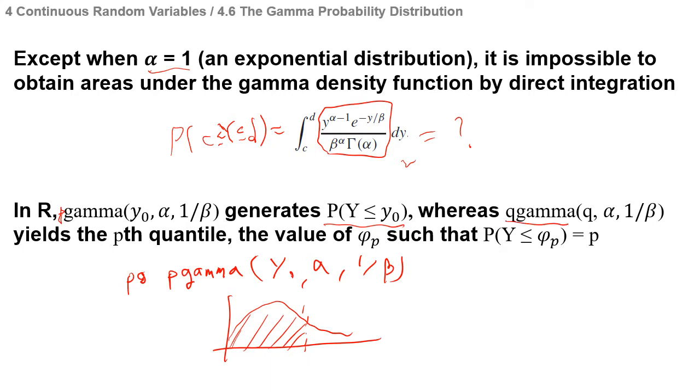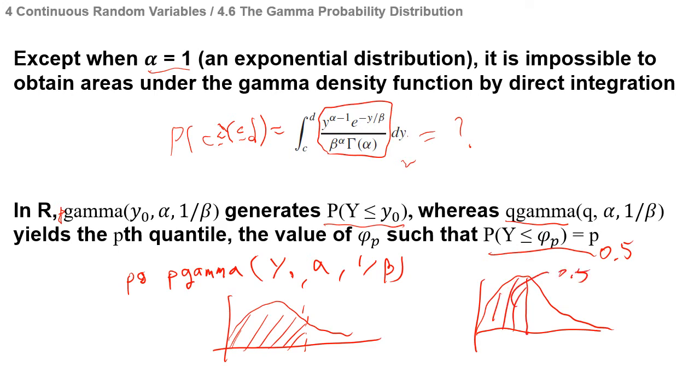And if you use the function qgamma, then you specify the pth quantile. In this case, if you want the 50th quantile, 0.5, that is, if you want to find the median, then the area here is 0.5, and this position is the median, about 5.5. So you can calculate the median using the qgamma function: qgamma 0.5, alpha, and 1 over beta. This is how you can get the probabilities related to the gamma distribution.